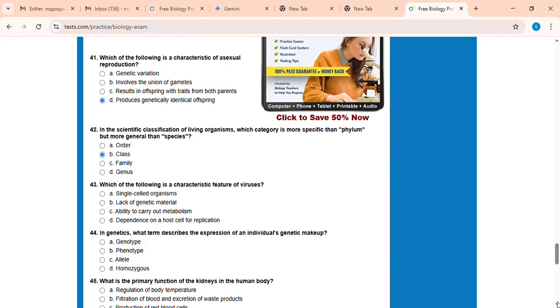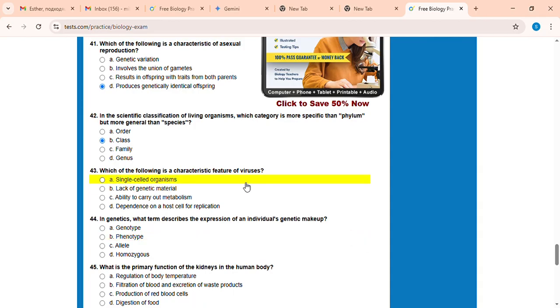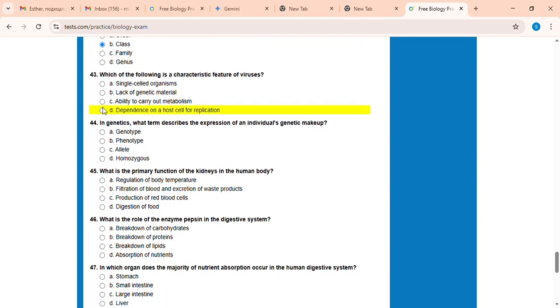Right? We move on. It says, which of the following is a characteristic feature of viruses? You ruined the earth. Virus? Depends on host. In genetics, what term describes the expression of my gene? It is genotype. The ones you can see is my phenotype. Alternate forms of a gene are my alleles, and homozygous is when I have like XX, stuff like that.